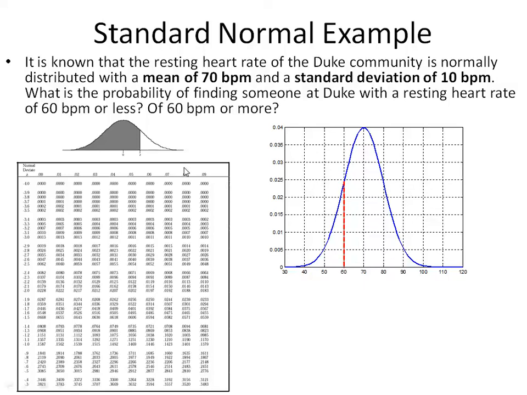But to look here, what is the probability of finding somebody at Duke with a resting heart rate of 60 beats per minute or less, and 60 beats per minute or more? So if we look at 60 here, the area under the curve to the left of this threshold value would be the probability of getting less than 60 beats per minute, so 50, 40, 30, downward. And the area under the curve to the right of this threshold value would be the probability of the beats per minute being greater than 60.